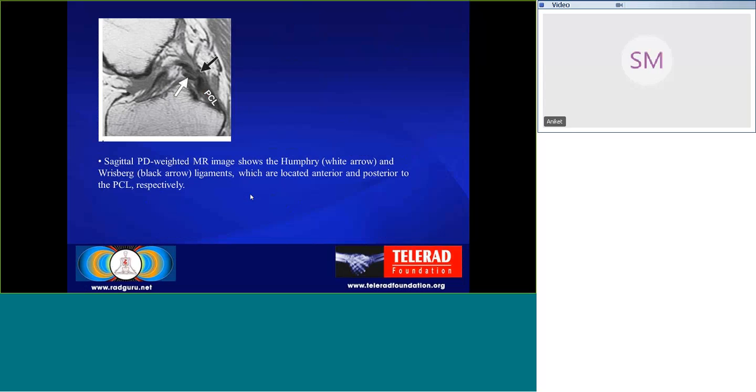Next, let us come to another ligament. On PD weighted images, we are seeing low signal intensity structures anterior as well as posterior to the PCL. This is the PCL, anterior and posterior. The anterior one is called the ligament of Humphrey, and the one posterior to the PCL is called the ligament of Wrisberg.